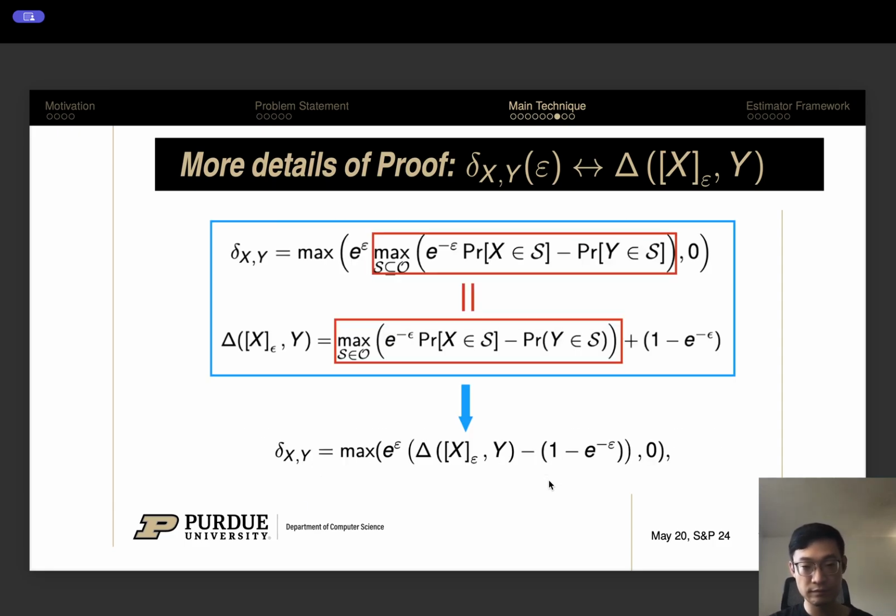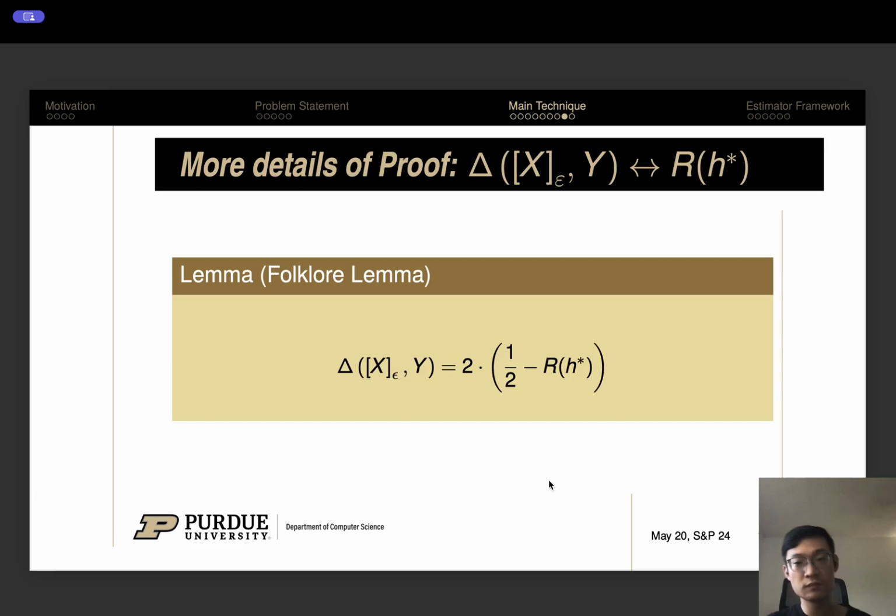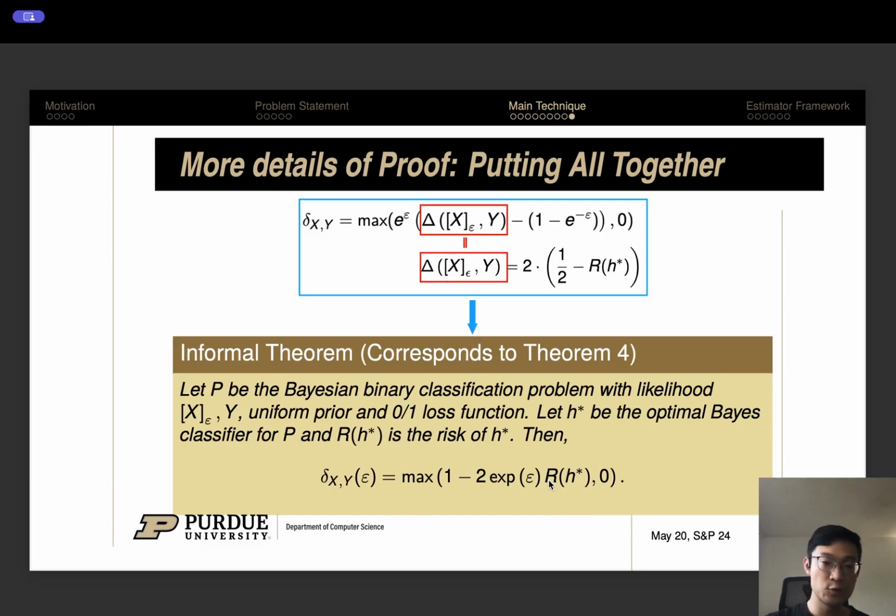So by rearrangement, we have the following equation. This equation says that computing the indistinguishability spectrum is equivalent to computing the statistical distance of this pair of random variables. So now we'll take a closer look at the second step, that computing the statistical distance of this pair of random variables is equivalent to computing the risk of the Bayes optimal classifier. This is directly from a folklore lemma listed below. And putting it all together, we get our theorem.